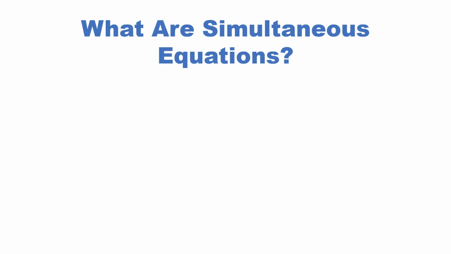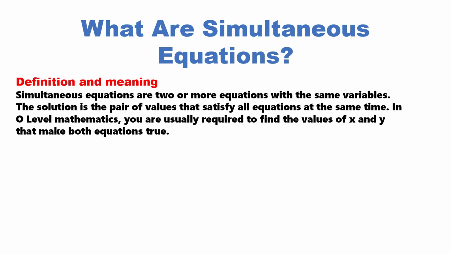First, let us understand what simultaneous equations are. Simultaneous equations are two equations that contain the same variables. The solution to these equations is the set of values that satisfies both equations at the same time. In other words, the values we find must make both equations true.